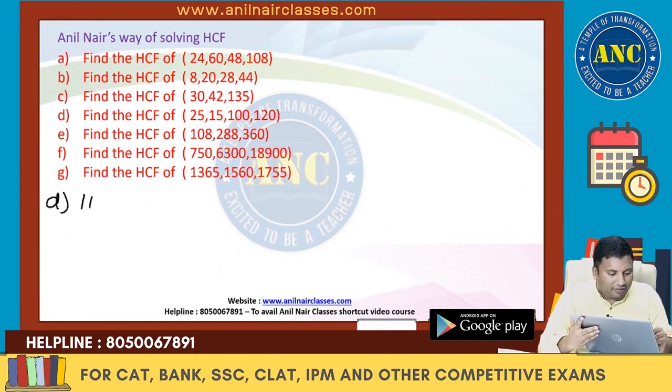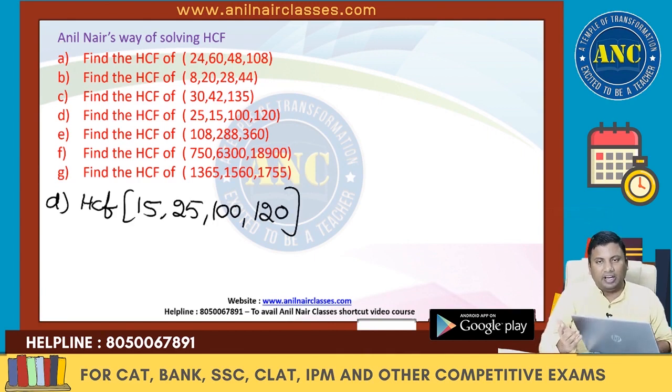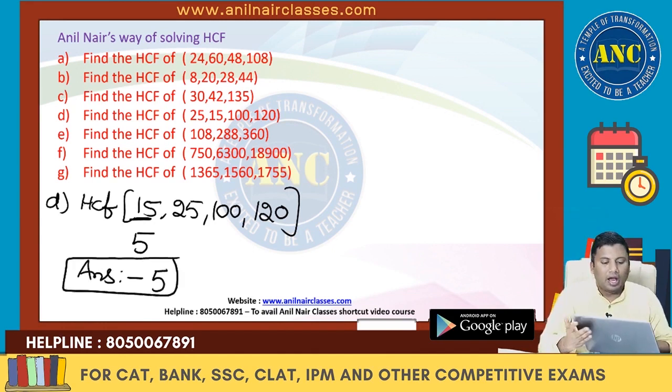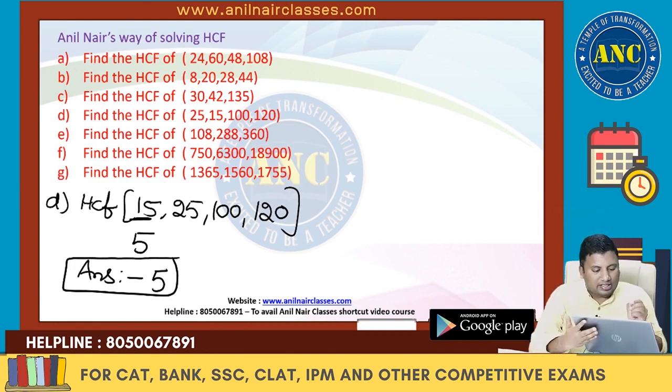Find the HCF of, write down in serial order, 15, 25, 100 and 120. 15 is not a factor of 25. Next factor is 5. 5 will divide 25. 5 20s are 100. 5 24s are 120. The answer for this question is 5. I hope option D is clear to you.